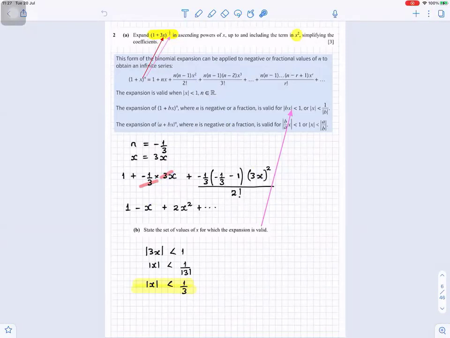Part b, state the set of values of x for which the expansion is valid. The expansion is valid for absolute value of bx less than 1. So absolute value of 3x is less than 1. You divide by 3, absolute value of x is less than 1 over 3. And absolute value of x is less than 1 over 3.